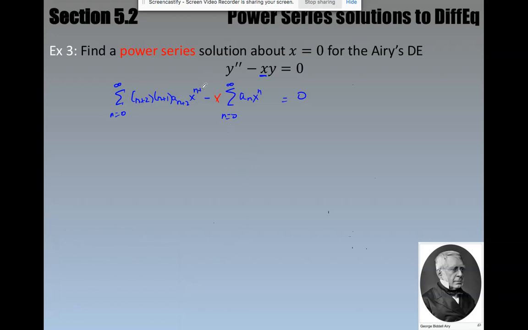Whoops. Oh no, I already shifted it. Silly, I was thinking I wouldn't. All right, so I've got x to the n's. I've got the same index. The issue here, though, is that I've got that x in front. I can't deal with that. I have to move that inside and combine it with this x.